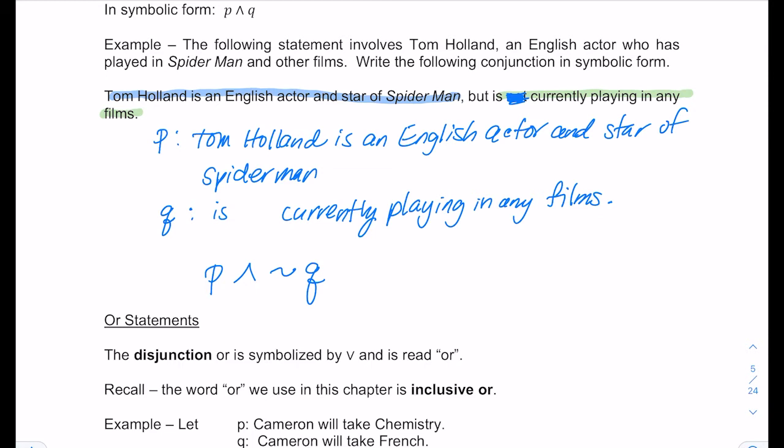So now if you read this, it would say Tom Holland is an English actor and star of Spider-Man, and then the arrow up is and, the tilde is not, and is not currently playing in any films.